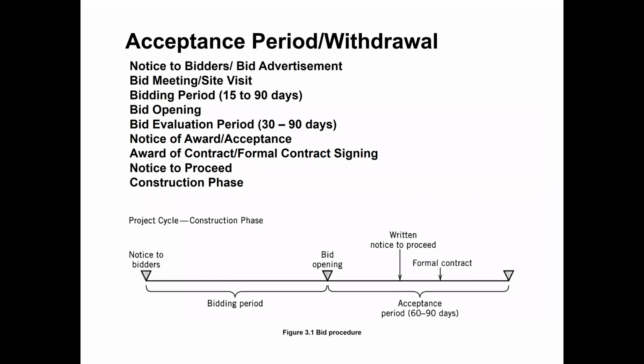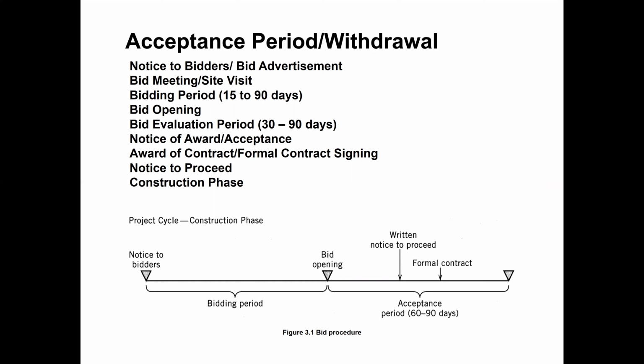Okay, so first we discussed site layout. The next topic we are going to discuss in this chapter is acceptance. We will start, as I said, with issues during the construction phase, from the start of the project until the finish of the project. So now it's the acceptance period or withdrawal.